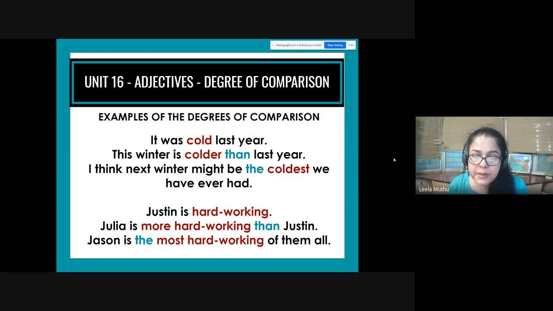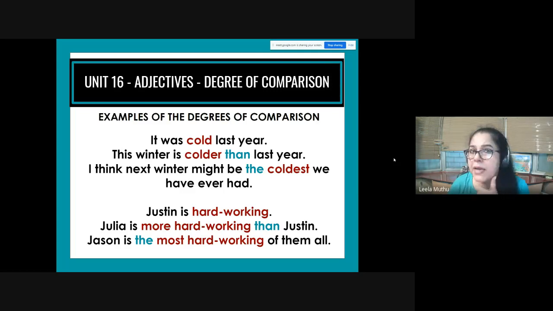Now, look at these adjectives, the examples. It was cold last year. This winter is colder than last year. I think next winter might be the coldest we have ever had. So, colder than and the coldest. Rules are being followed for degrees of comparison, comparing the two nouns and comparing many nouns.